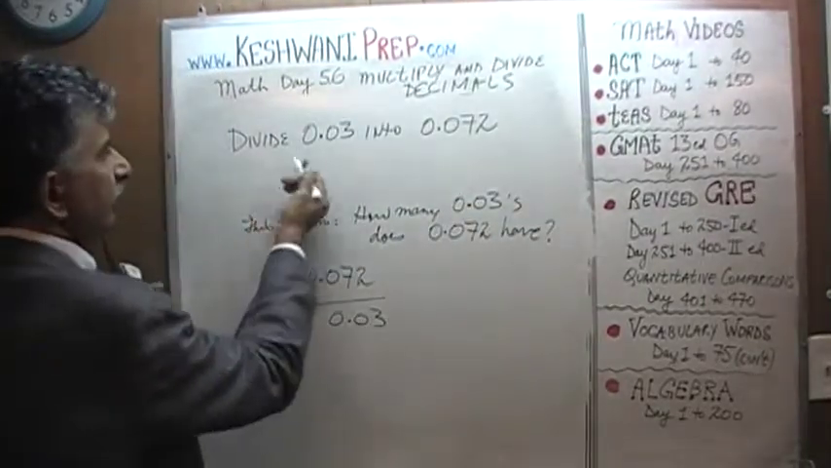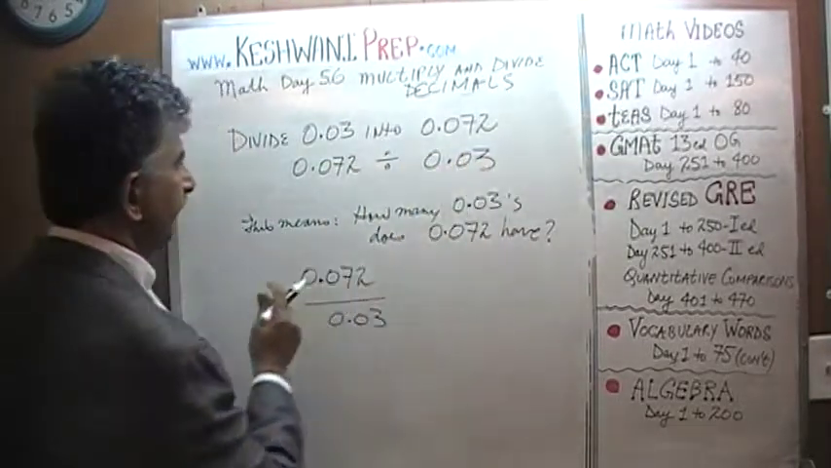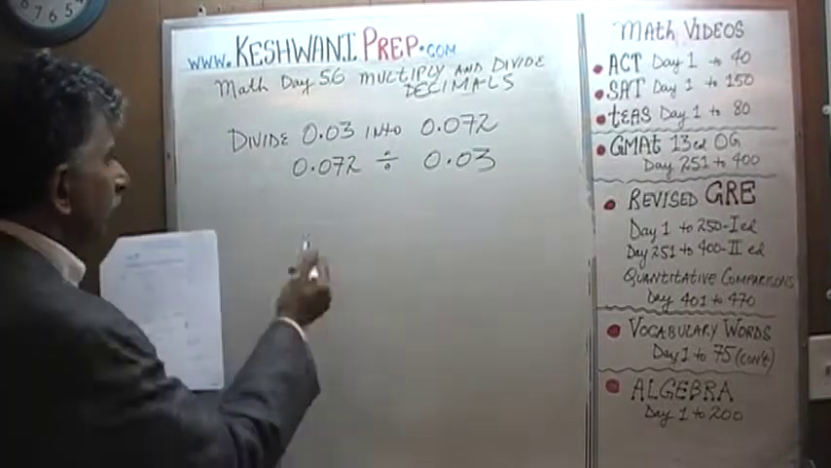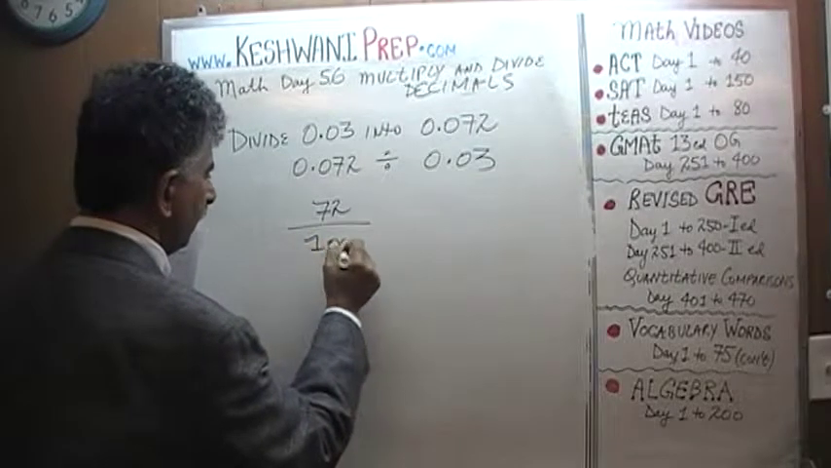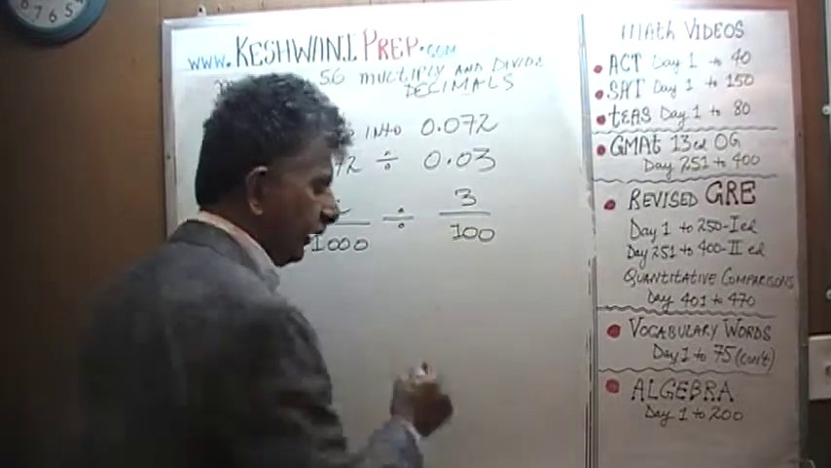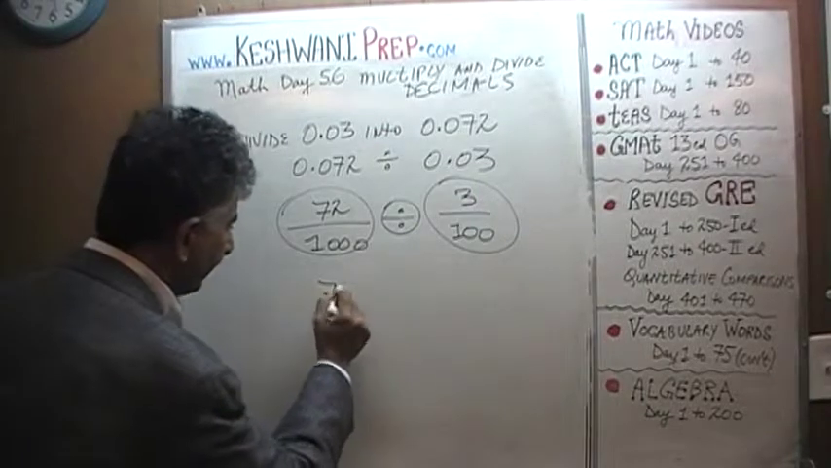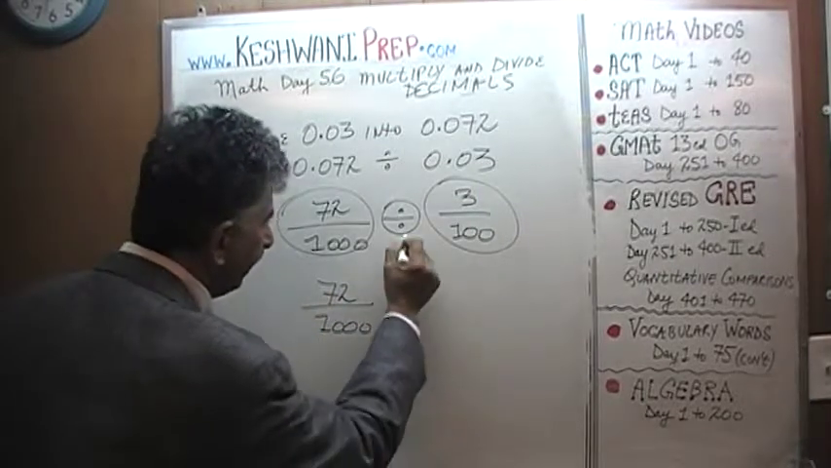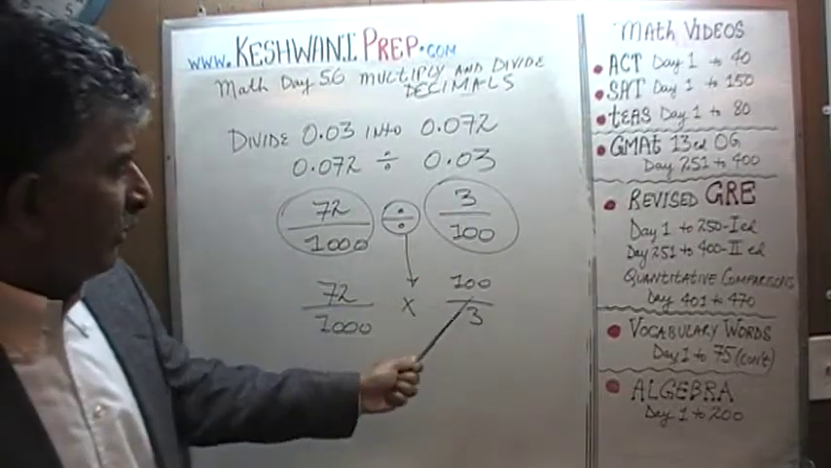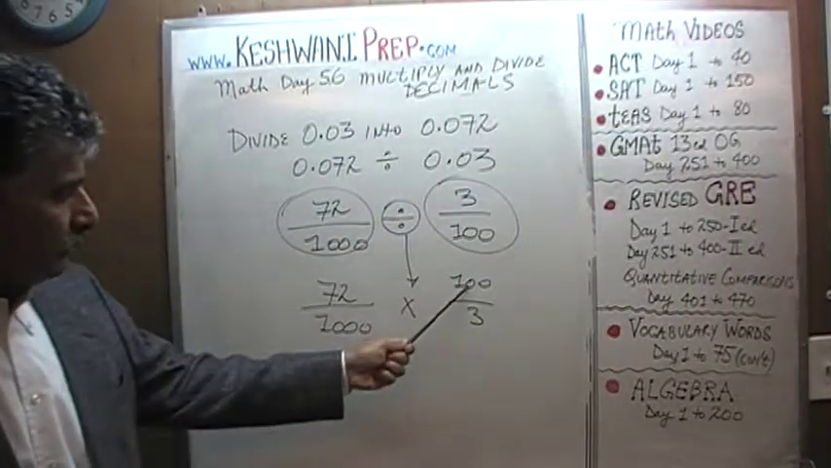Divide 0.03 into 0.072 means 0.072 divided by 0.03. 0.072 can be written as 72/1000, that's what that is, divided by 0.03, which is the same as 3/100. Now what do we know? We know that when we have one fraction which is being divided by another fraction, we have to take the first fraction, 72/1000, and multiply it by the reciprocal of the second fraction. First fraction, reciprocal of the second fraction. The second fraction was 3/100. 3/100 becomes 100/3. We see 100 on the top, we see 1000 on the bottom.